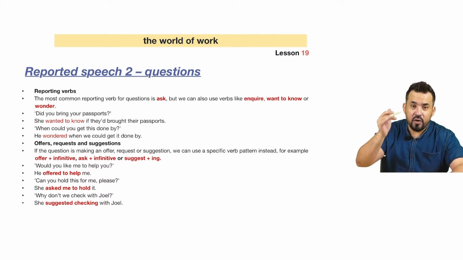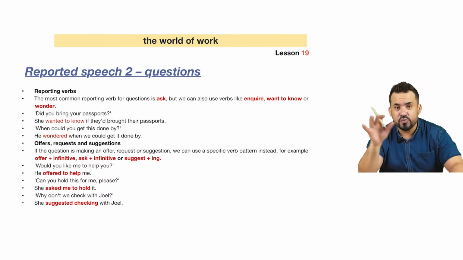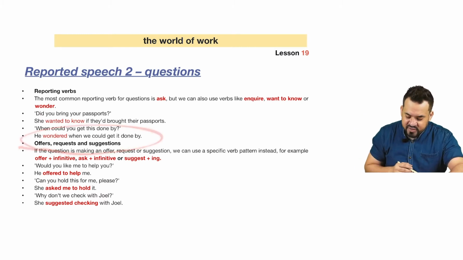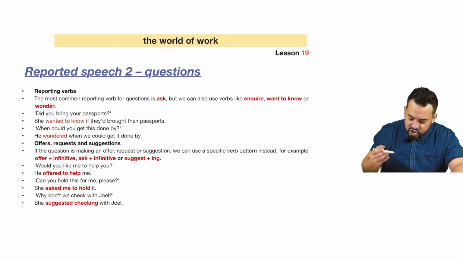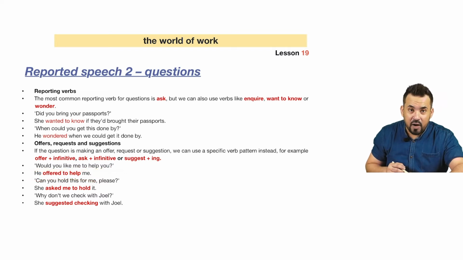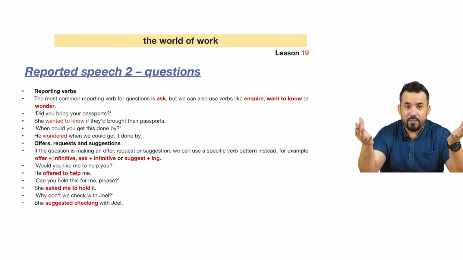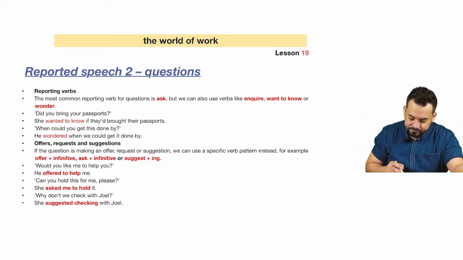Modal verbs: when it comes to reported speech and modal verbs, we use the modal verb as it is. Offers, requests and suggestions: if the question is making an offer or a request or a suggestion, we can use a specific verb pattern instead. Let's take a look. Would you like me to help you? He offered to help me. Because it is an offer, we can just replace it with the verb offer. He offered to help me.